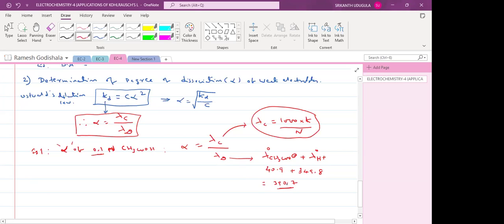It is obtained by applying Kohlrausch law. Lambda C is obtained from this equation by knowing the K value. The ratio is the degree of dissociation. Simple. Without knowing the concentration or the dissociation constant, simply by putting lambda C and lambda infinity, directly you will get the degree of dissociation.